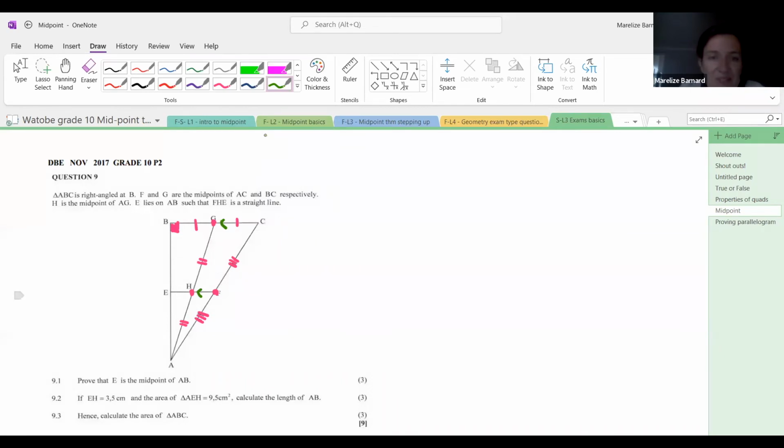That's already great. Okay, so now that we have those lines parallel because of midpoint theorem, what else can we say? Can we prove yet that E is the midpoint of AB? Put it in the chat if you think you know. This is straight from a grade 10 paper, so we should be able to do it. Is E the midpoint of AB and why?